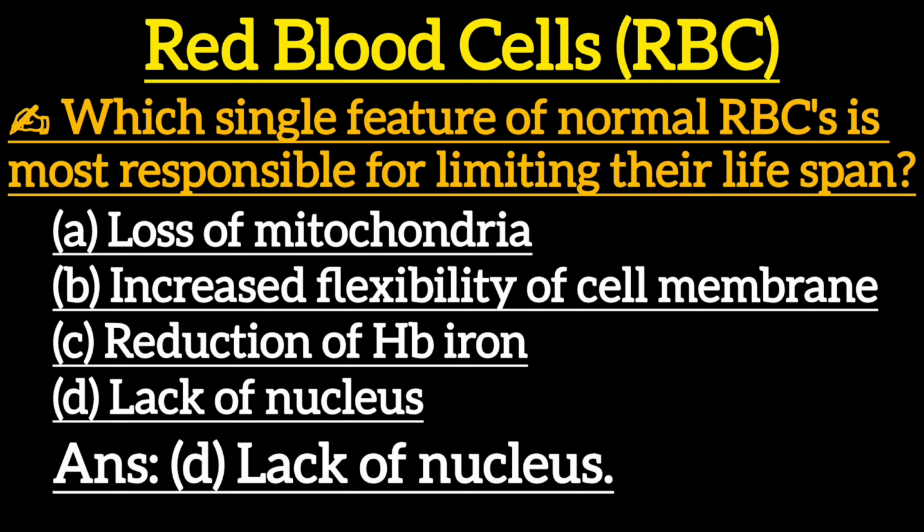Next one is, which single feature of normal RBC is most responsible for limiting their lifespan? Option A, loss of mitochondria. Option B, increased flexibility of cell membrane. Option C, reduction of Hb iron. Option D, lack of nucleus. Correct answer is option D, lack of nucleus.